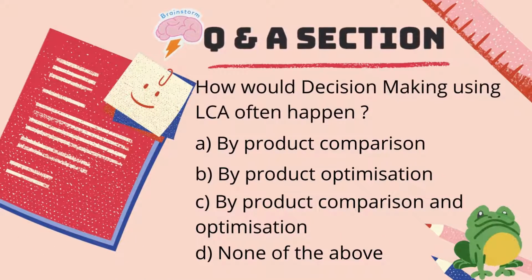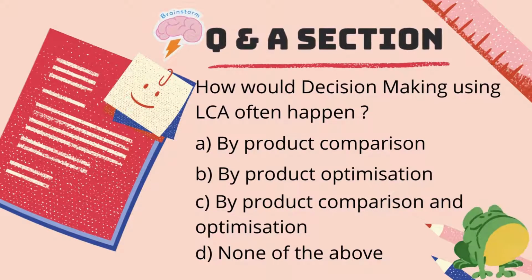Since we understand the subtopics, let's join me to answer this simple quiz. How does decision making using LCA often happen? It is by A, product comparison, B, product optimization, C, product comparison and optimization, and D, none of the above.